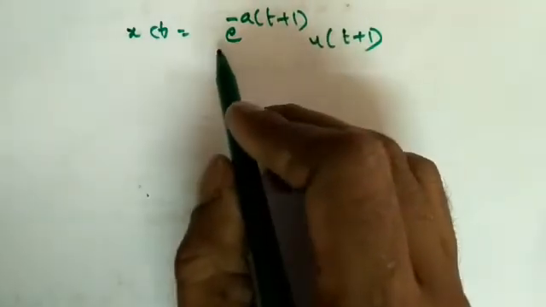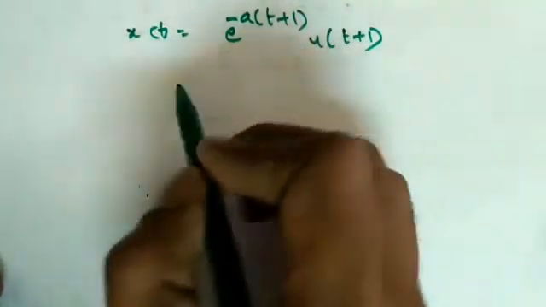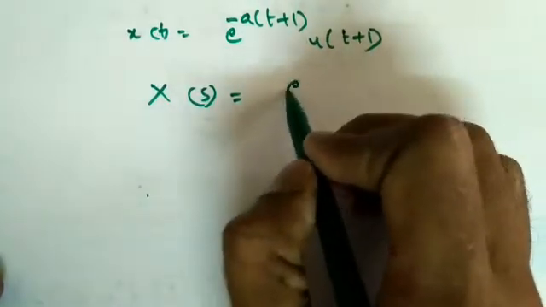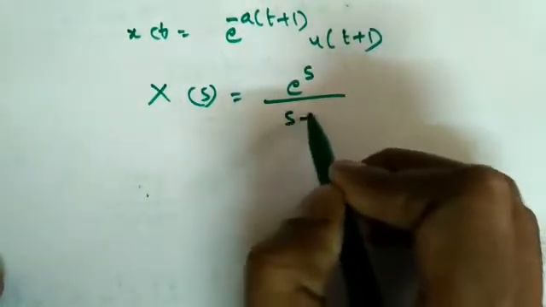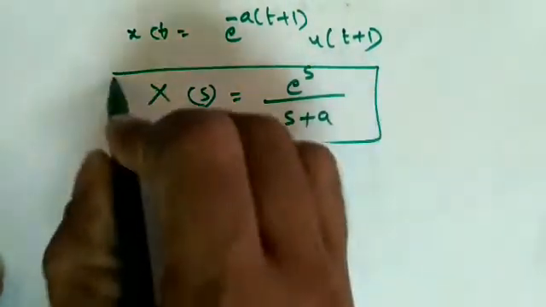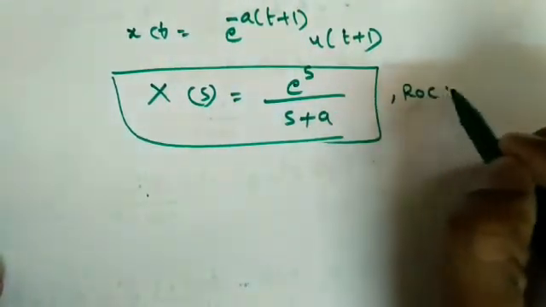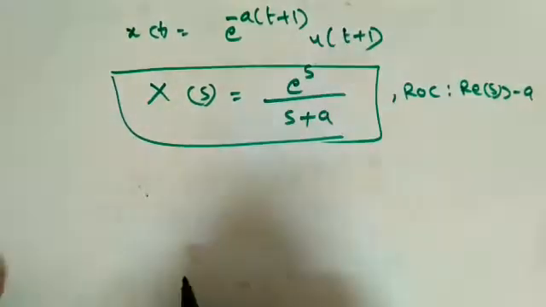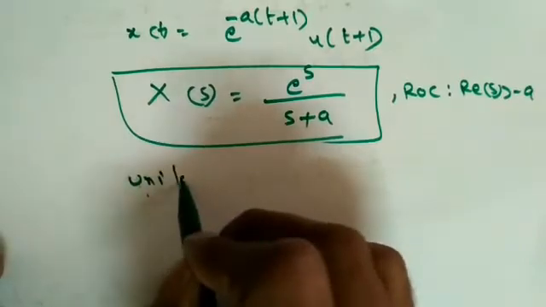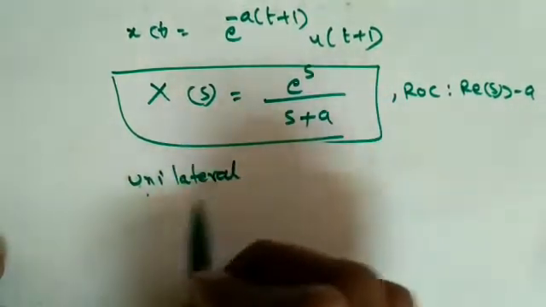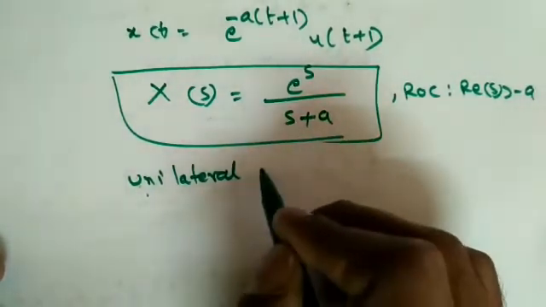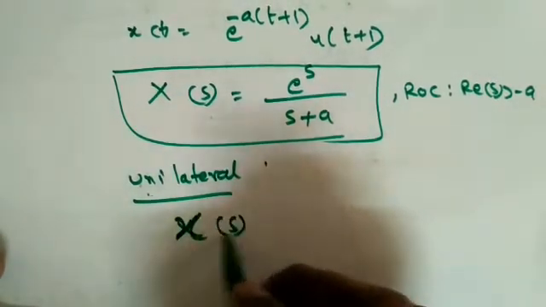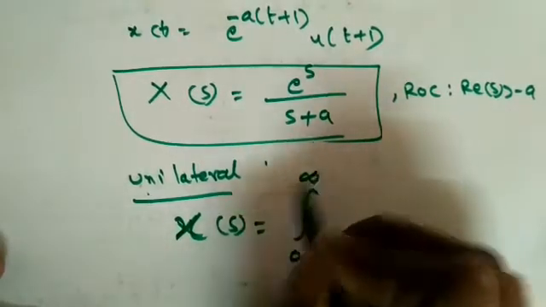Now if I write the bilateral Laplace transform, we know by the shifting procedure, it will be e^s/(s+a), and the ROC is real of s greater than minus a. This we know from the bilateral. But when it comes to unilateral, we'll get a different Laplace transform. Unilateral, so X(s) is equal to the integral from 0 to infinity.